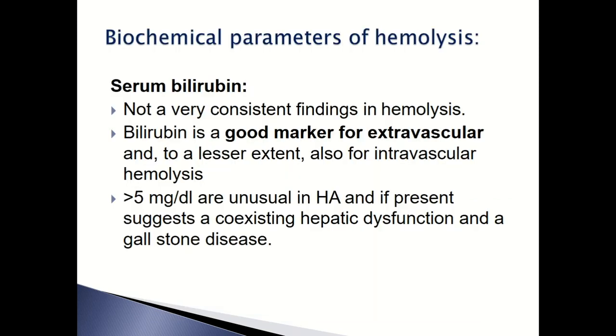Now let's discuss some biochemical parameters. Serum bilirubin is a very important, consistent finding, but nowadays it is not that sensitive. Though it is a good marker for extravascular hemolysis, a level of more than 5 is unusual in hemolytic anemia, and if it persists, it is probably coexisting with some hepatic dysfunction. That's why it is a little non-specific. But yes, it definitely increases.